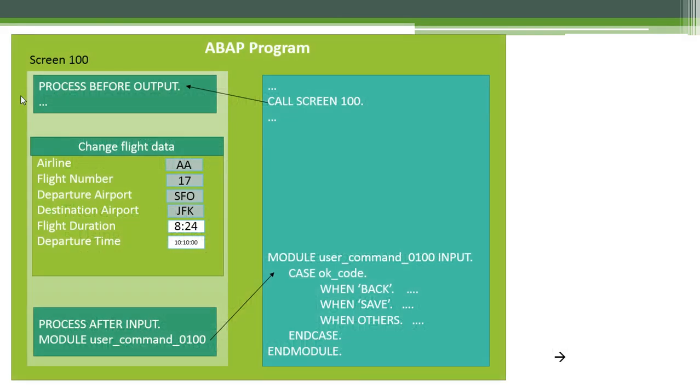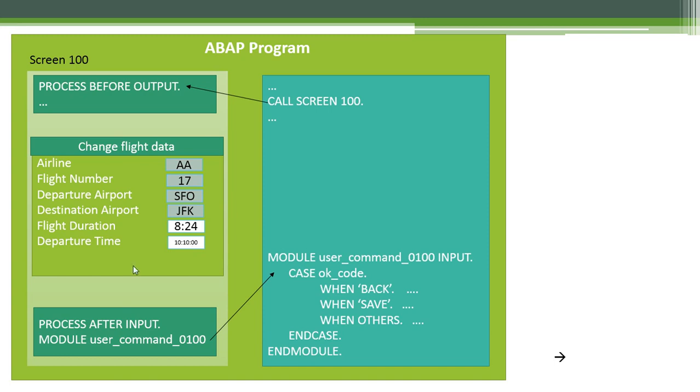So let's take a look at this graphic of the modules. How does this work? So we have the ABAP program. Inside the ABAP program, remember that we have the call screen ABAP statement. That call screen first triggers the process before output modules, which prepares the screen for output. After the screen is prepared for output, the user can interact with the screen.